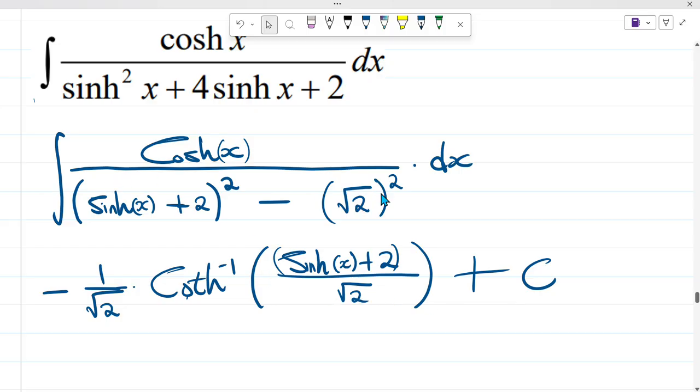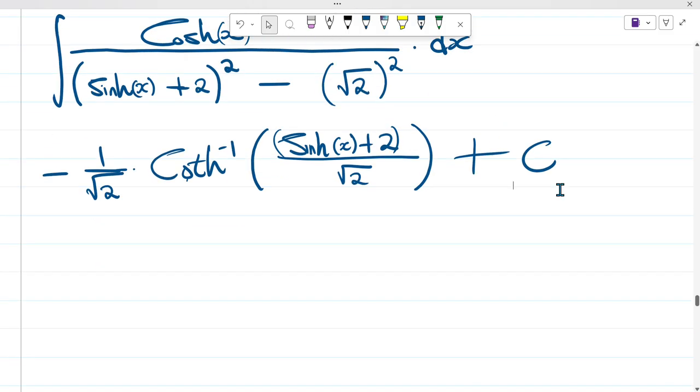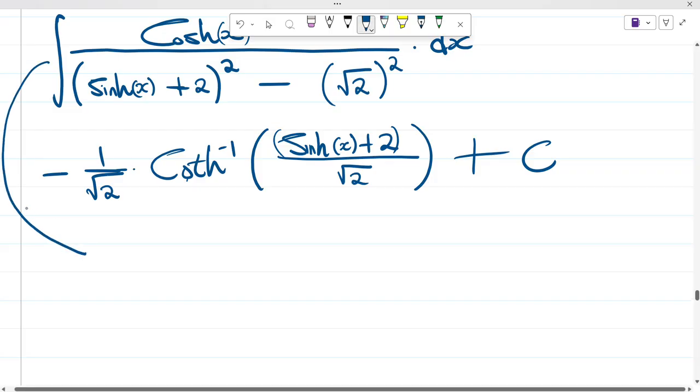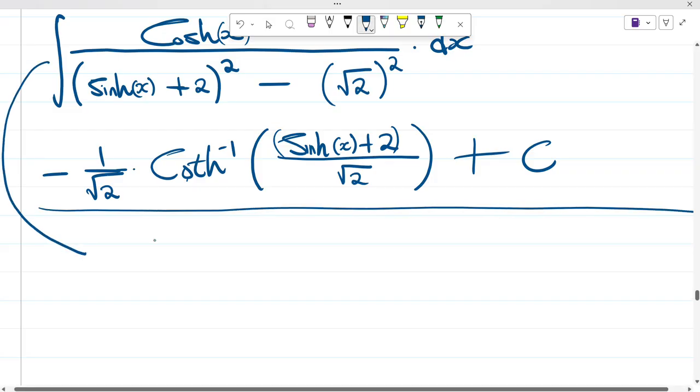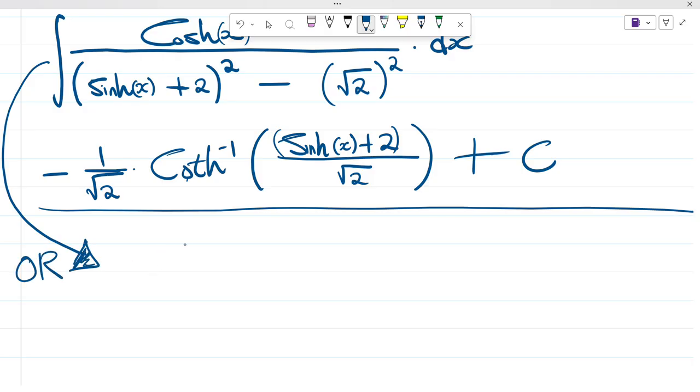Alternatively, one of you could argue here and say, I want to take out negative as a common factor and force this one to be positive. So this is an OR thing that I'm doing. One of you could have taken the negative there as a common factor.